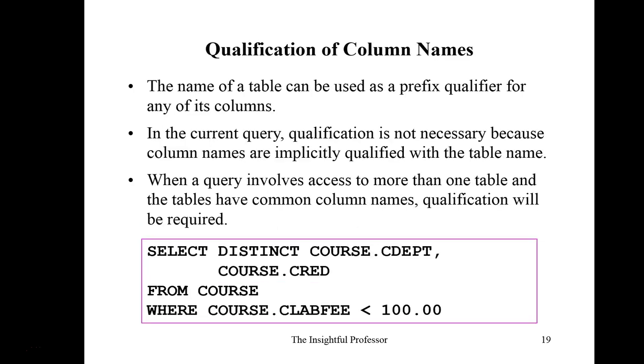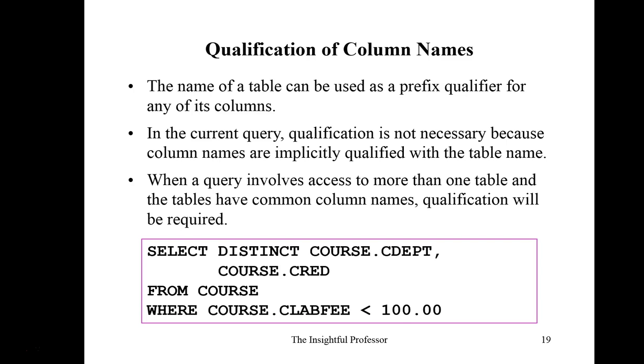Okay, one other thing to be aware of is that when you're dealing with columns in a table, the column names must be unique within the table. That is, you cannot have two columns called C lab fee in the course table, because if you said select C lab fee from course, that would be an ambiguous reference. The system wouldn't know what to do. So you cannot have duplicate column names within the same table.